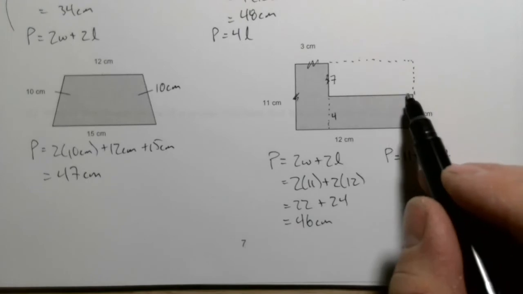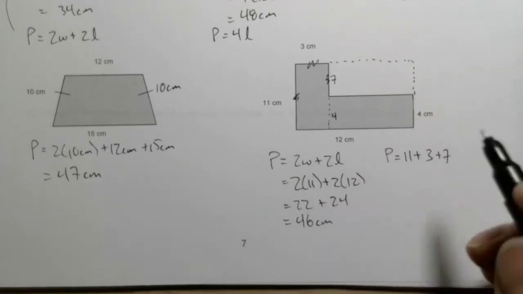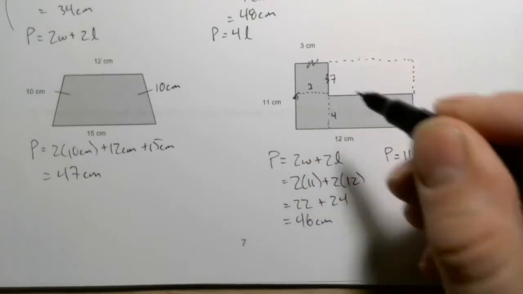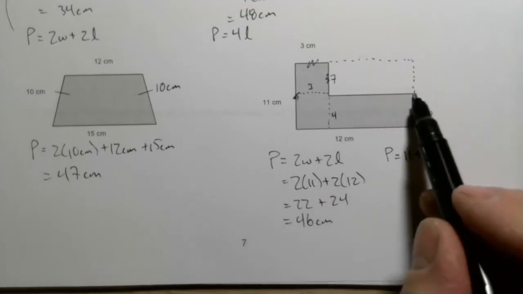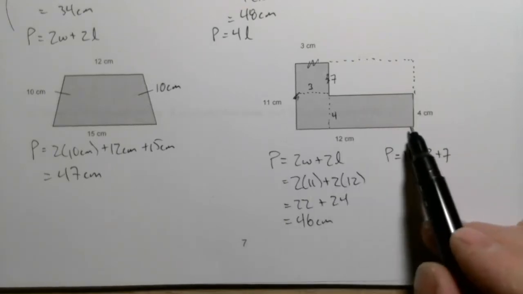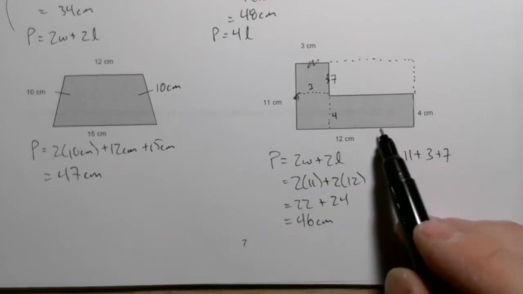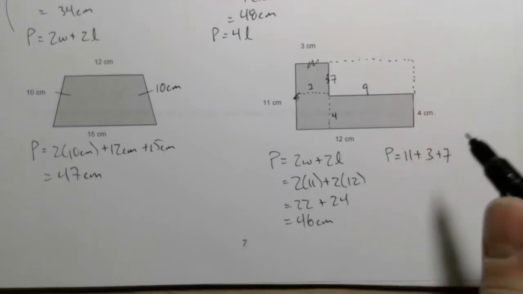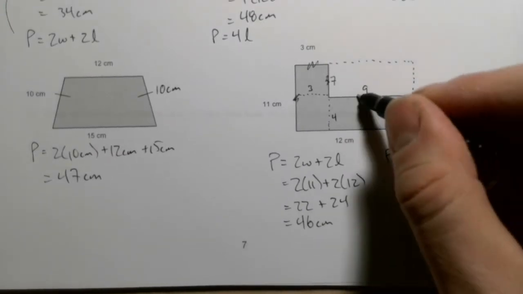I don't know the length of this side. I know that the length all the way across is going to be 12. And I know that this little piece right here is going to be 3. So 3 plus something has to get me 12. Well, that means that 12, if you subtract that 3 from it, what are you left with? And the answer is 9. So we're going to add 9. That gives me this side.